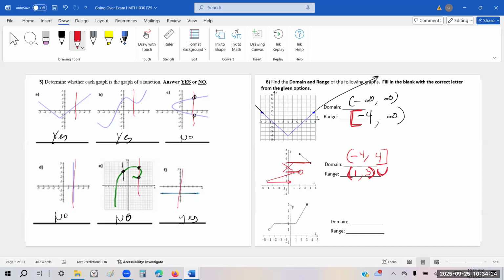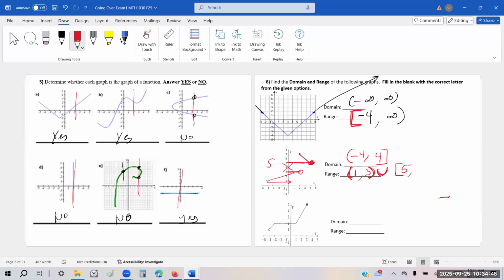The next line starts from 5, but at 5, you have a closed circle. So 5 with a bracket, with a closed circle. And this line ends at 7. So you go up to 7 and then close bracket.